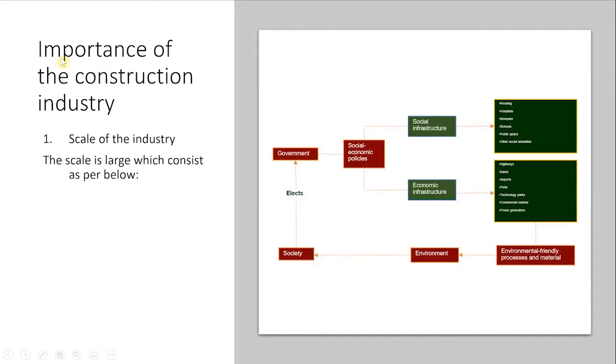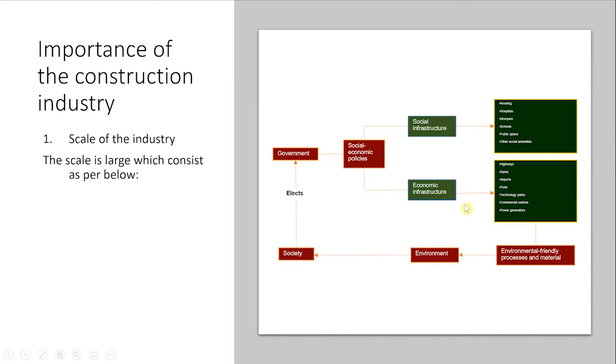Now we look at the importance of construction industry. First is scale of the industry. The scale is large, which consists as per below. You nampak dia ada tulis government, and on the right side is the social economic policies. The government will initiate the policies so that all the parties yang may be involved dalam the development akan tahu what is the policies, whether it is a social infrastructure that have to be built ataupun economic infrastructure.